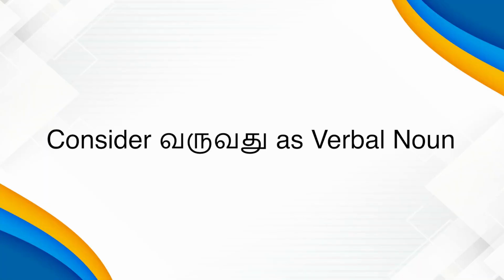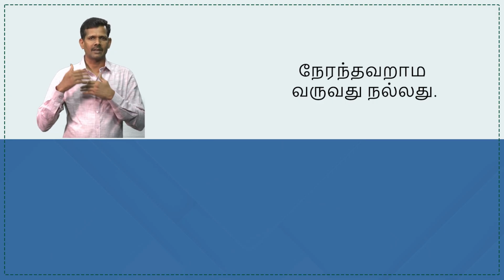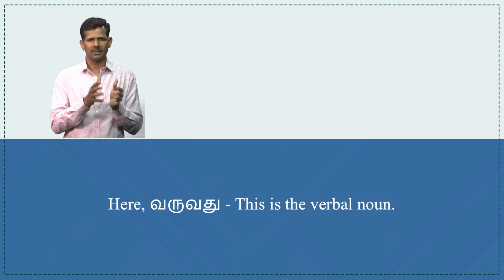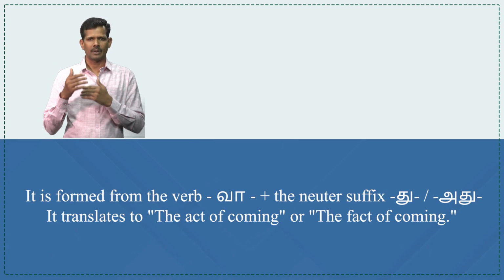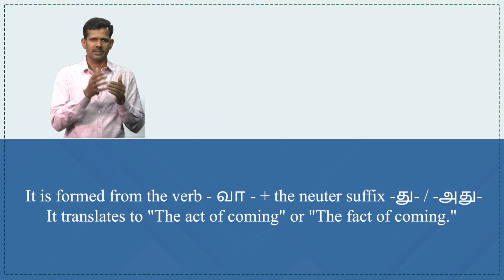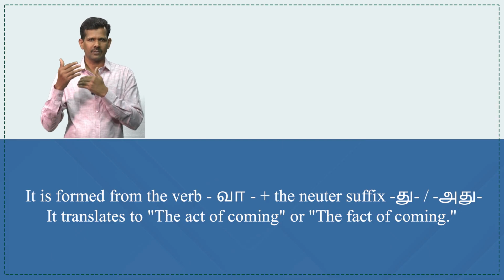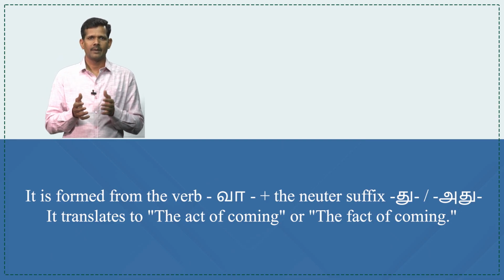Consider வருவது as a verbal noun. நேரம் தவறாமே வருவது நல்லது. Coming on time is good. Here வருவது is a verbal noun. It is formed from the verb "va" plus the neuter suffix "tu" or "adu". It translates to the act of coming or the fact of coming. வருவது acts as a subject. It doesn't matter who is coming. It could be you, me or anyone. The sentence focuses entirely on the action itself.